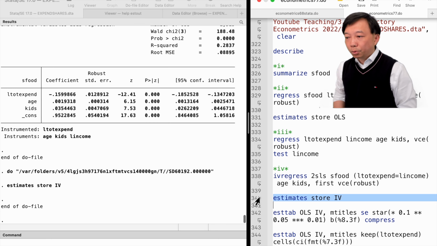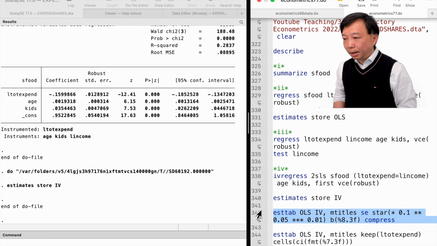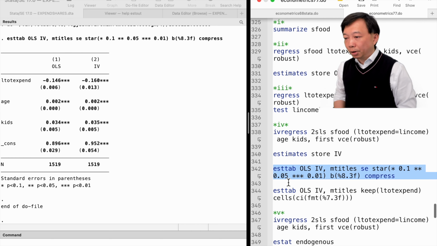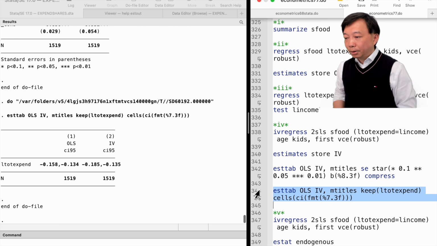The two-stage least squares estimate of beta 1 is minus 0.160. It is not very different from the OLS estimate. The robust 95% confidence interval is from minus 0.185 to minus 0.135. It is wider than the OLS confidence interval.